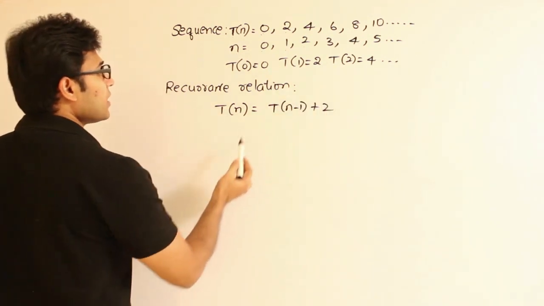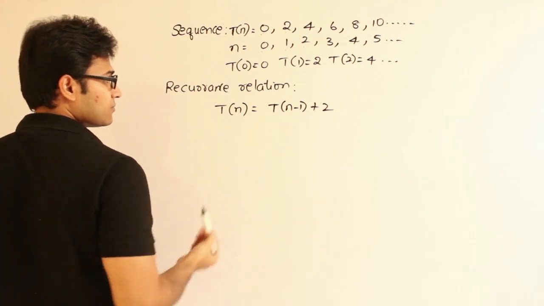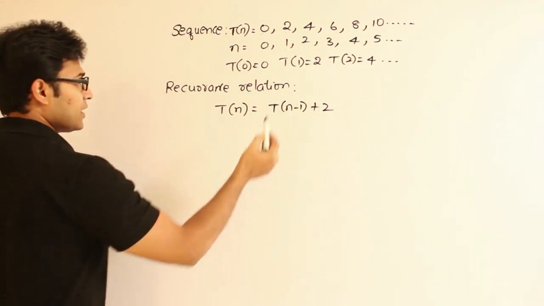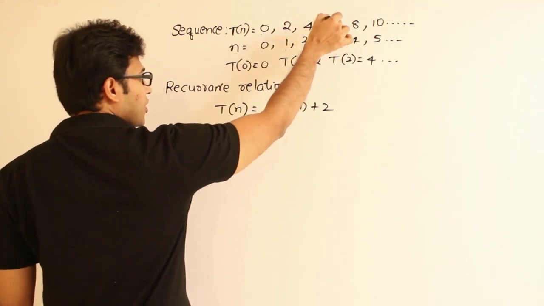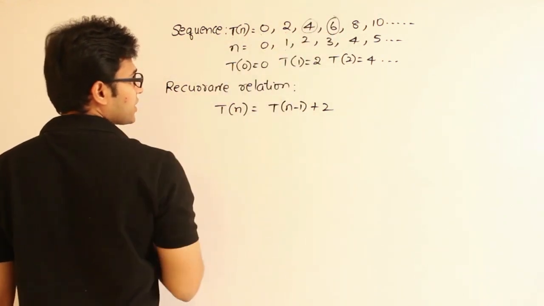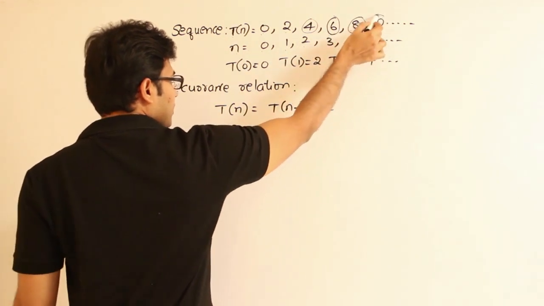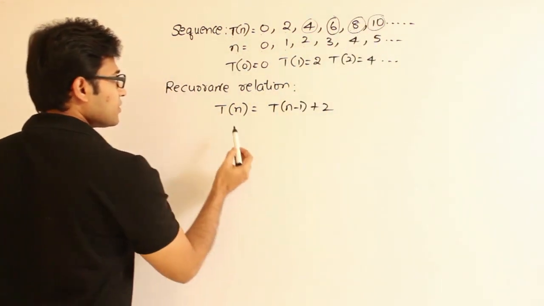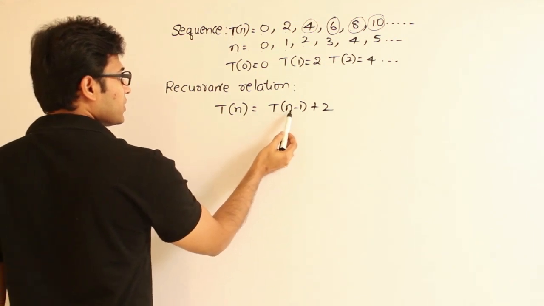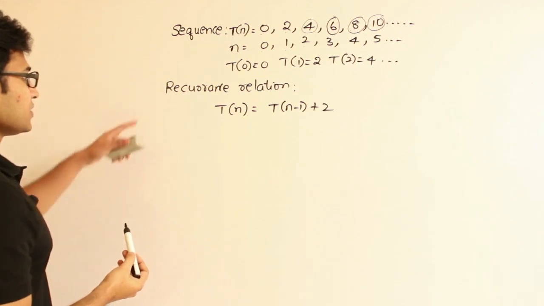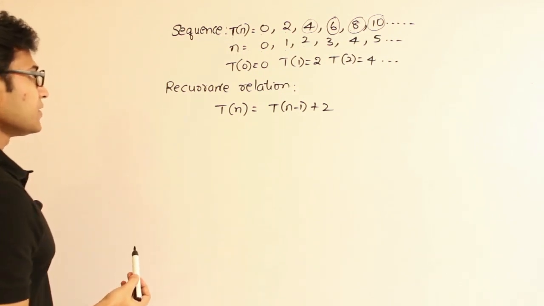What does it mean? If you want to get the next term in the sequence, you have to take the present term and add 2, right? If you want to get this term, you have to take this term and add 2, isn't it? If you want to get this term, you take this term and add 2. If you want to get this, you take this one and add 2. So that is why t of n equals t of n minus 1 plus 2. Now this is called the recurrence relation.